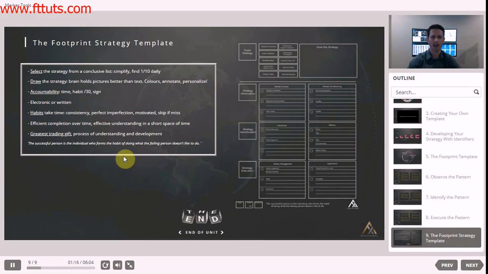Now, if we go to the bottom part of the template, you'll notice 3 boxes in the bottom left. Now, don't worry if you can't see it here. Obviously, you will have an A4 PDF page of this document. But in the bottom left-hand side, there's 3 things written there, and that's what I call the accountability section. Now, it includes the time, the habit/30, and assign. And all this is saying is that, firstly, write down the time. How long did it take you to complete this?